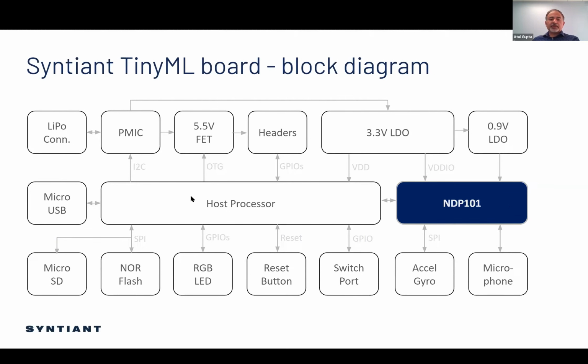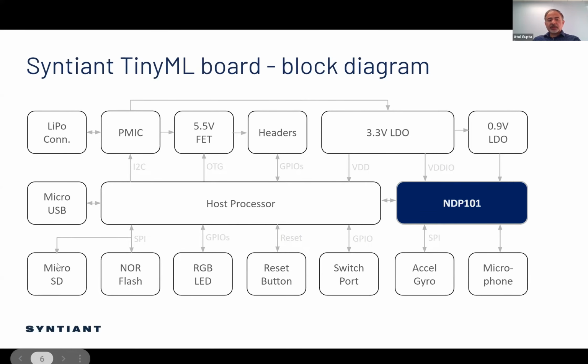When you're programming for the first time, you could be using a micro USB connection and the data goes into NOR flash. And every time the system wakes up or gets booted, the data goes from NOR flash and populates the NDP chip. Once the NDP chip gets a model, then the whole system could be put to sleep. And when an event occurs, which could be pretty rare, the NDP chip would wake up the host processor, and then the host processor could send a signal through the header, or show things on the LEDs.